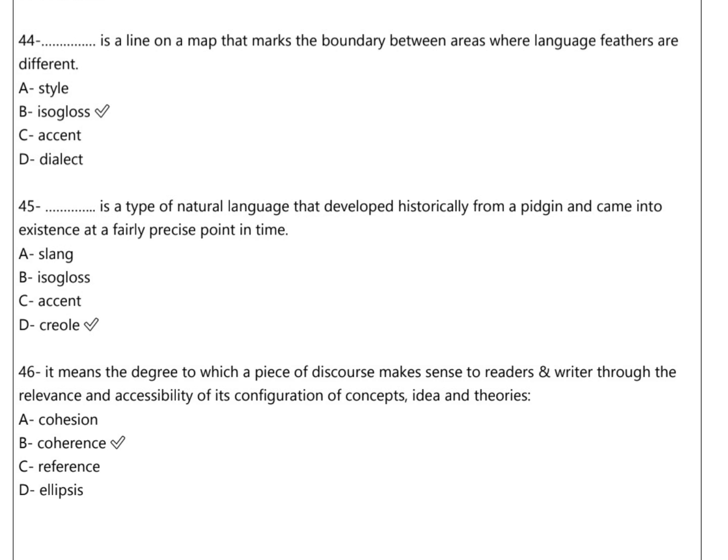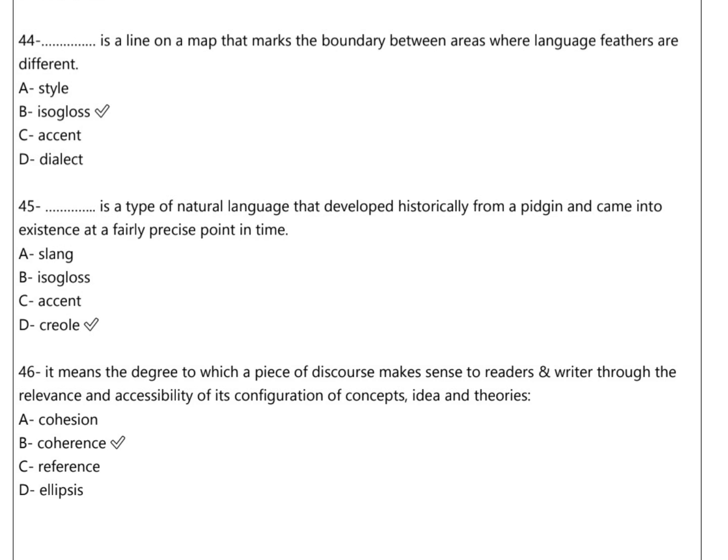45. Is a type of natural language that developed historically from a pidgin and came into existence at a fairly precise point in time. A. Slang. B. Isogloss. C. Accent. D. Creole.